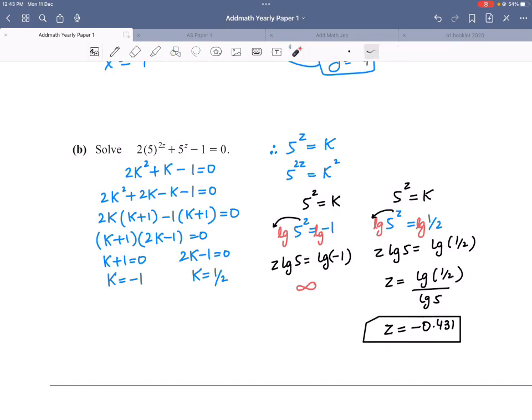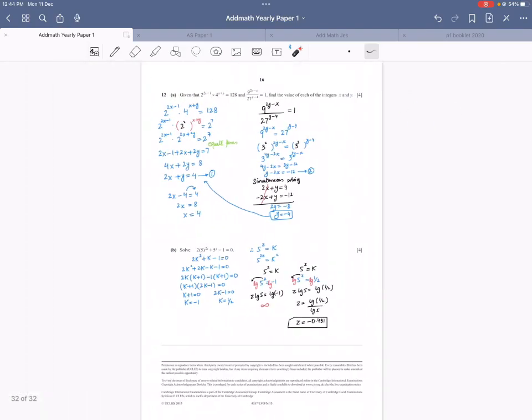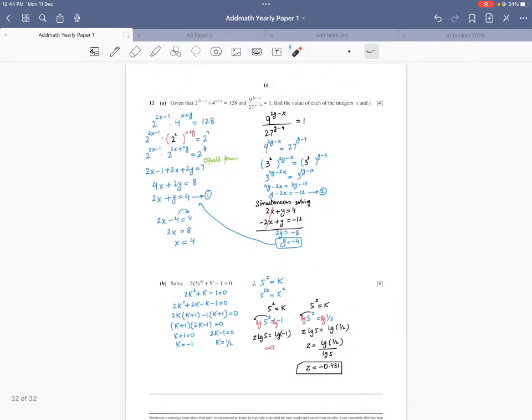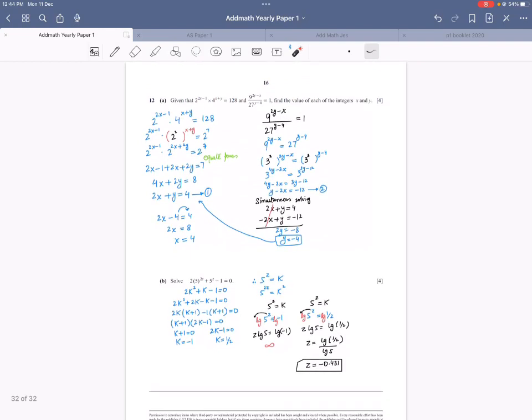We need to show both of the methods, but this one will be undefined because log cannot be solved with negative numbers. So that is the completion of this paper. I hope that you have a clear idea of how to solve such types of questions.